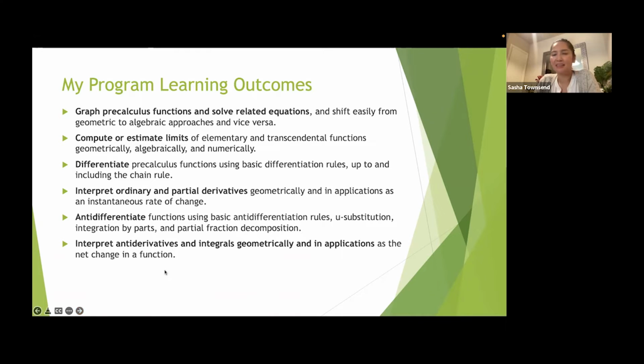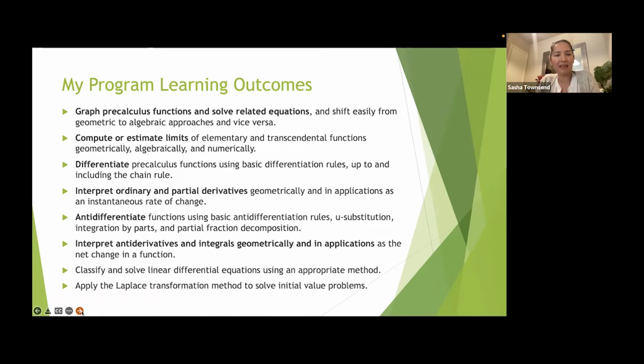Primarily in applications, I'm thinking in terms of a net change function, but of course, there are other applications as well as we cover in Calculus 2. And then as far as differential equations are concerned, we want them to be able to classify and solve certain linear differential equations using an appropriate method and to apply the Laplace transformation method to solve initial value problems.